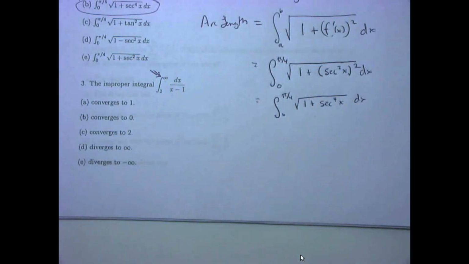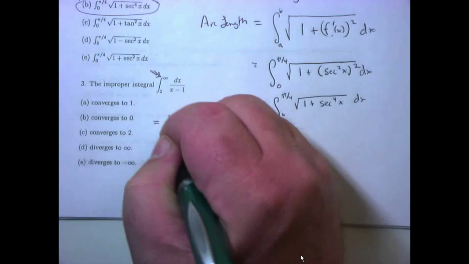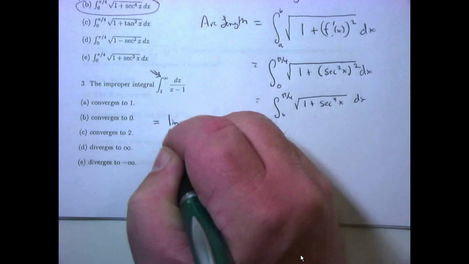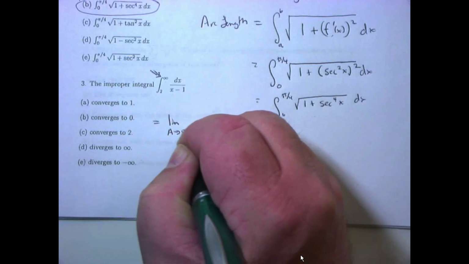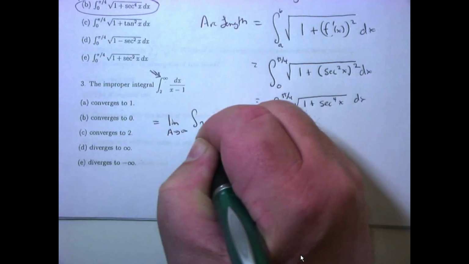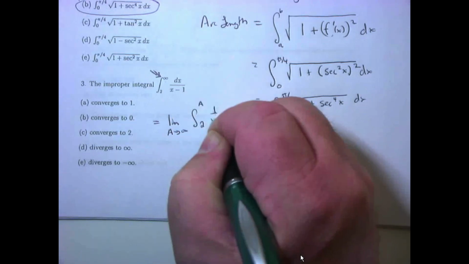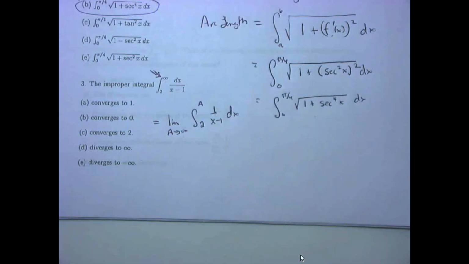Well, the first thing you want to do is make it proper. How do I make it proper? I turn this problem into a limit. We're all shooting for A's in this class. Limit as a approaches infinity of the integral from 2 to a of 1 over x minus 1 dx.